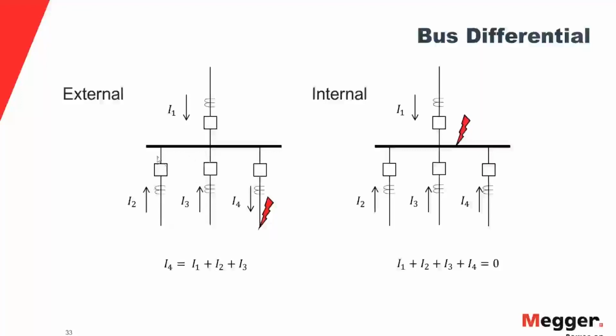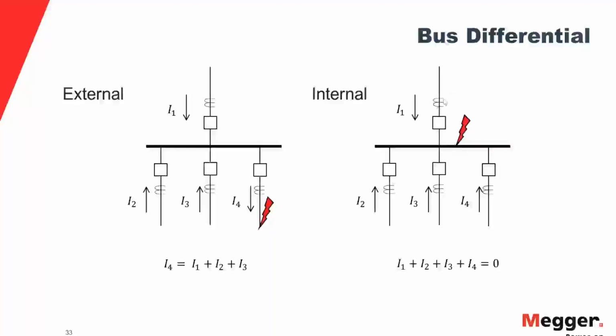Let's talk about the bus differential here. So for an external fault, here is a bus, and there are actually 4 feeders in here. All the feeders are feeding that fault, so the direction of the current is as shown. I1 is into the bus, I2 is into the bus, I3 is into the bus, but I4 is away from the bus. In this case, I4 will be equal to I1, I2, and I3.